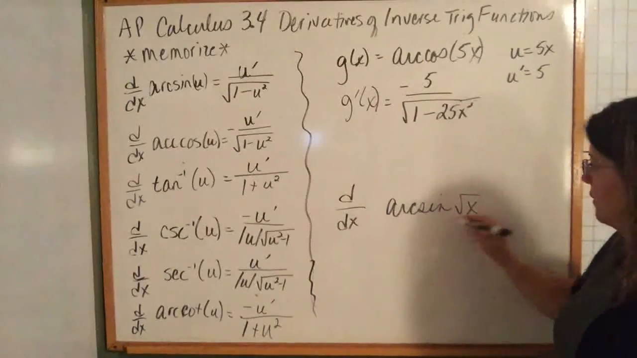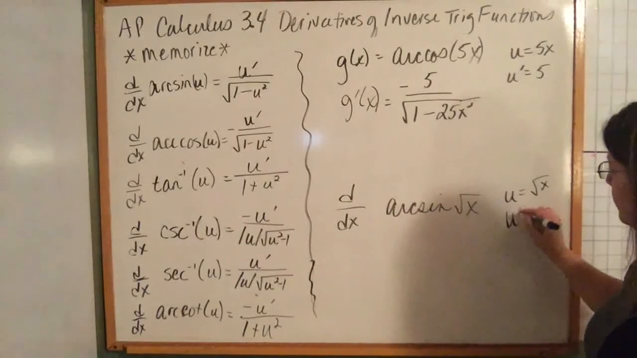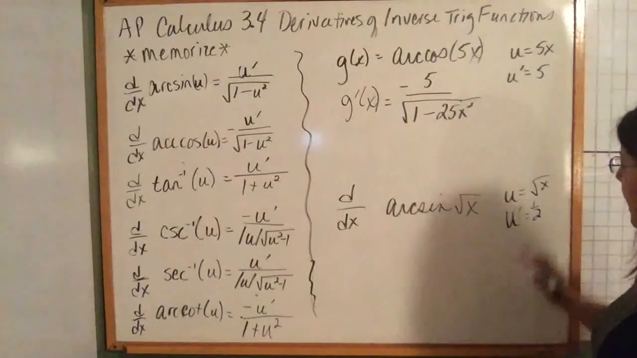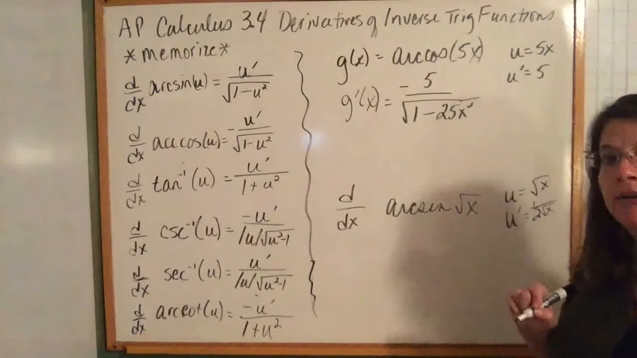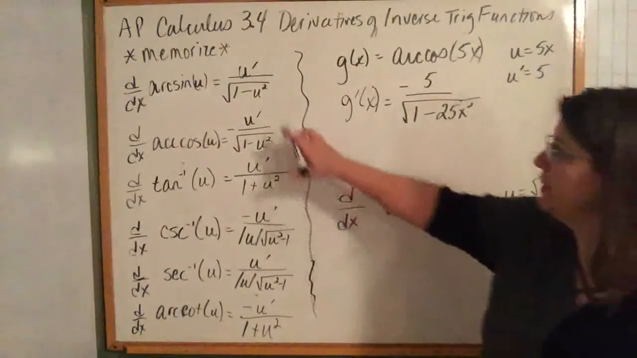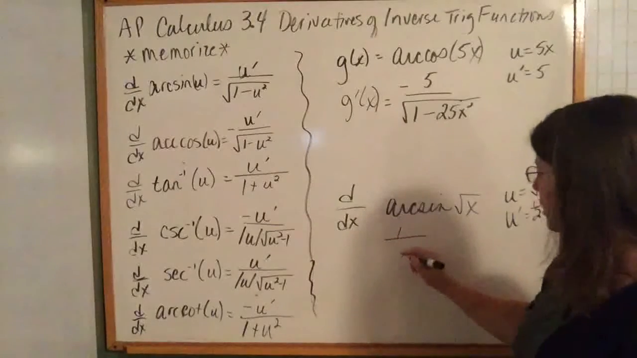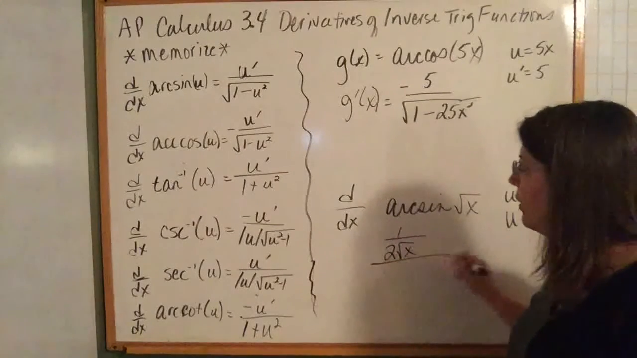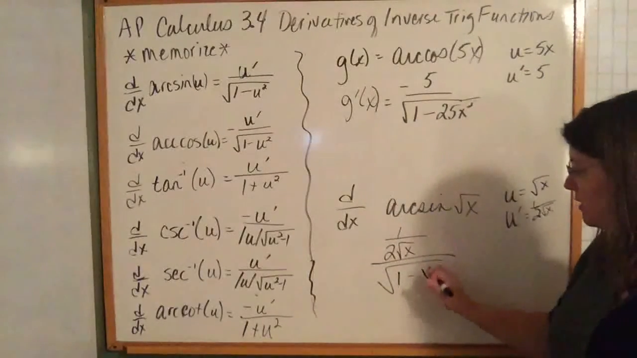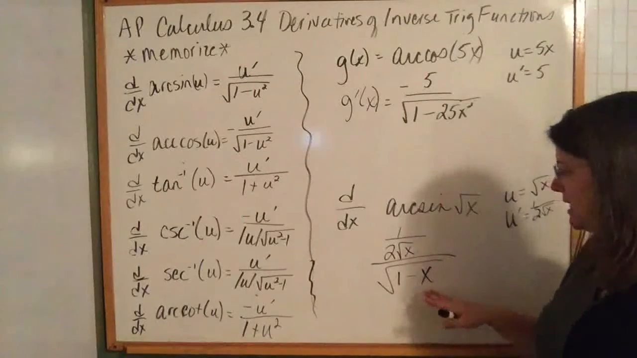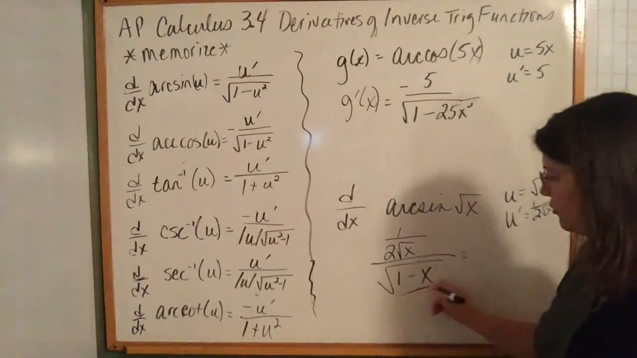For this one, our u is the square root of x. Our u prime is 1/2 times x to the negative 1/2, or 1 over 2 square root of x. And then if we use the arc sine formula, u prime would be on top, so u prime would be 1 over 2 square root of x, all over the square root of 1 minus u squared, which is x. And then understanding that that is on the denominator, we can invert and multiply. So that's understood to be over 1.